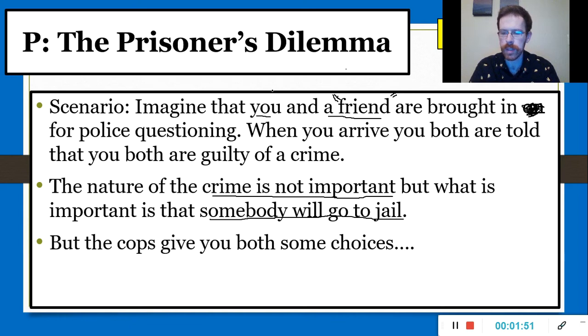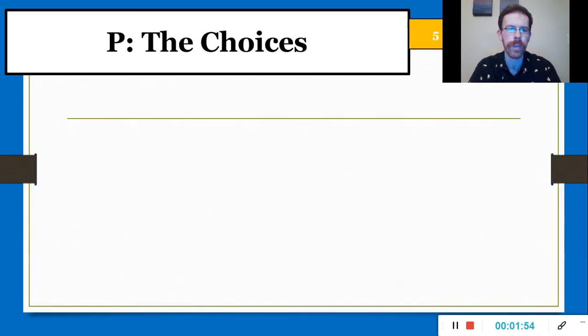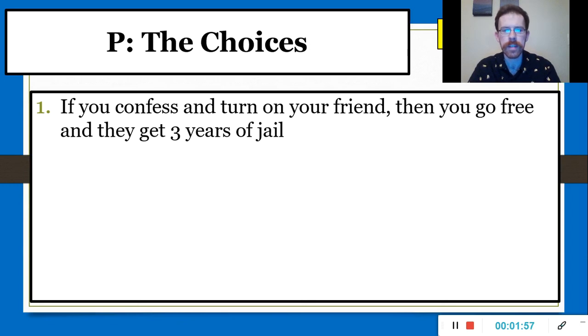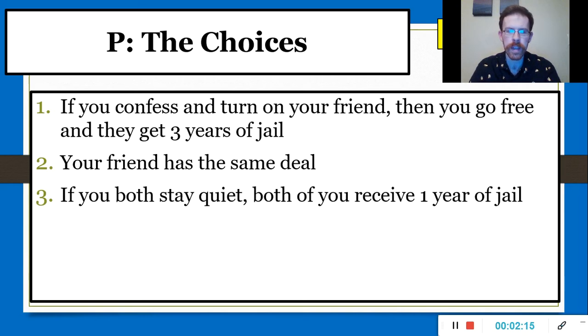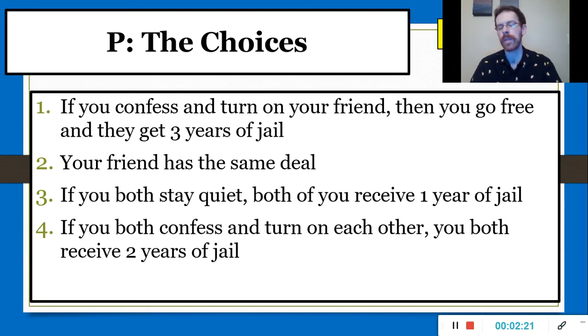But the cops give you both some choices, and here we go. If you confess and turn on your friend, then you are free to go, and they get 3 years in jail. Obviously, since your friend is there, they get the same deal. If your friend confesses on you, you get 3 years, they go free. If you both stay quiet, both of you receive 1 year of jail time. But if both of you confess and rat on each other, you both receive 2 years of jail. So these are our 4 consequences based around 2 choices.